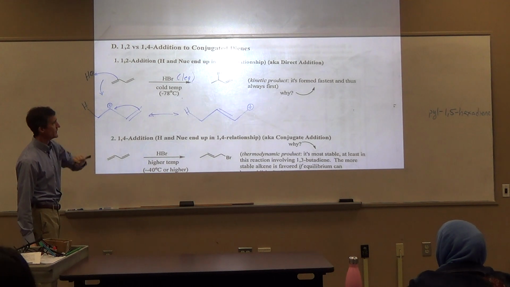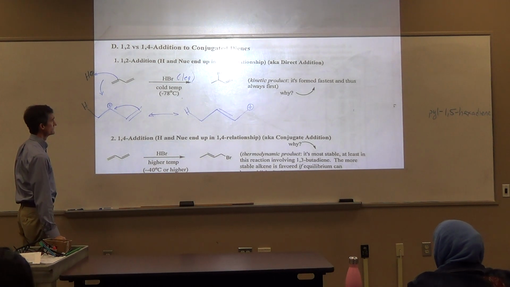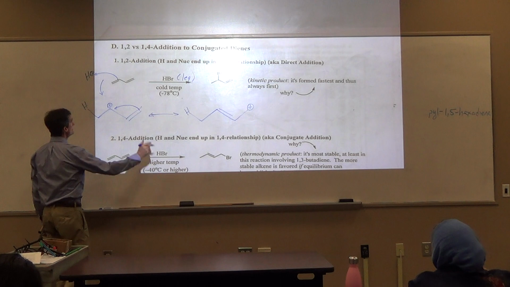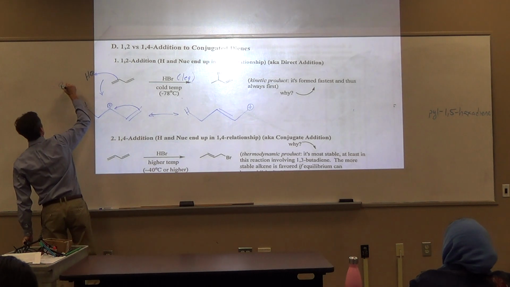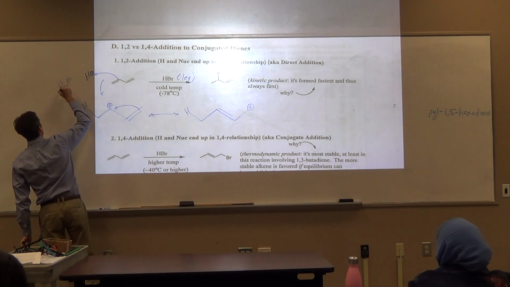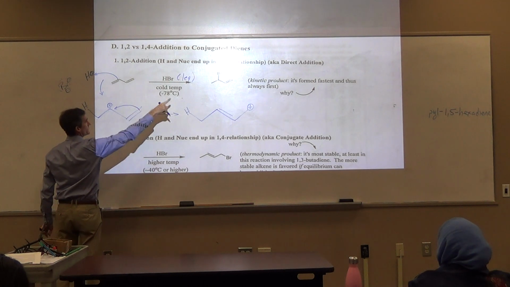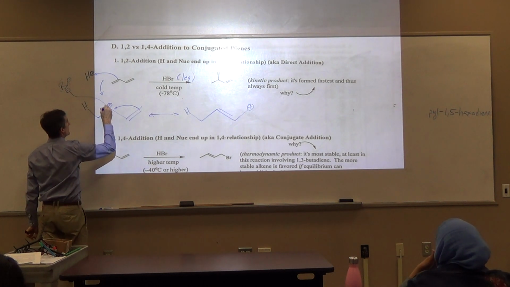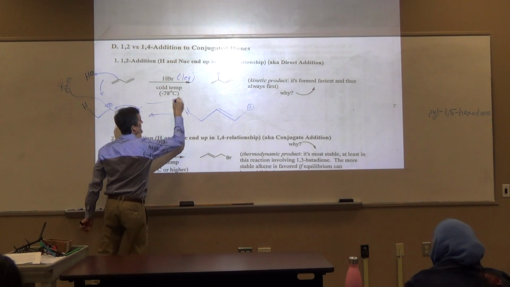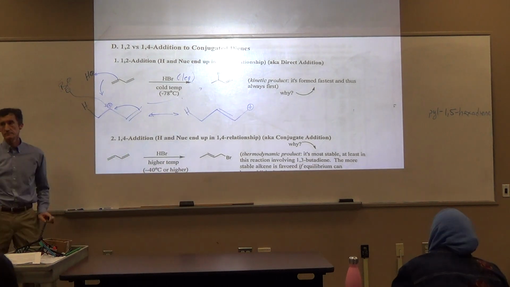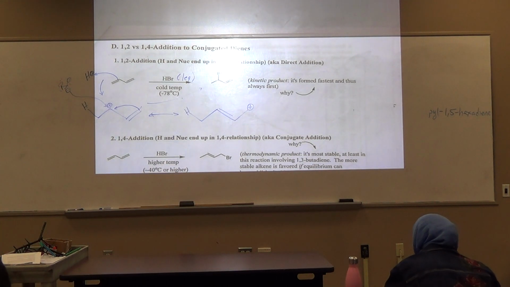How do we get the final product shown? Br minus attacks where? Gives that. Attacks there, and that gives that product. Everybody good?